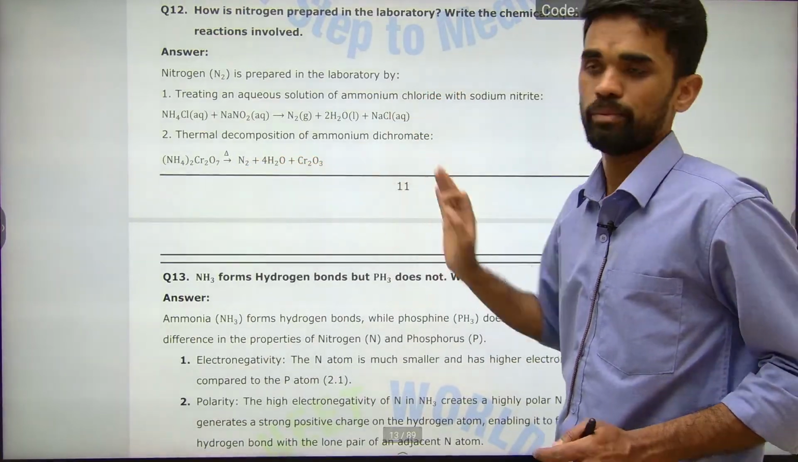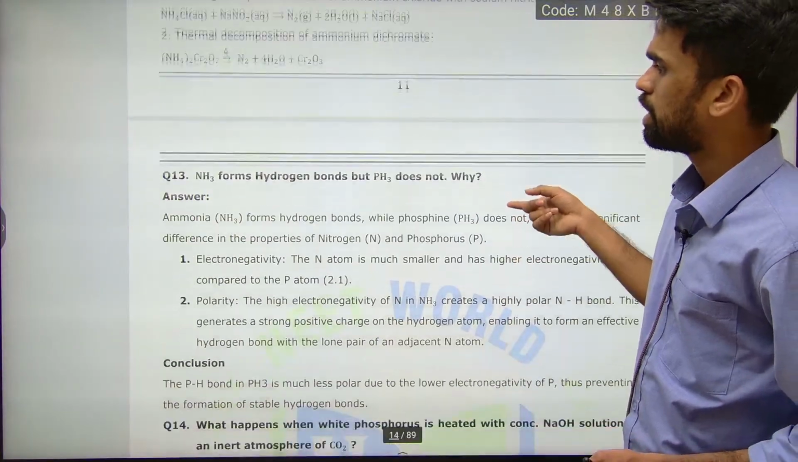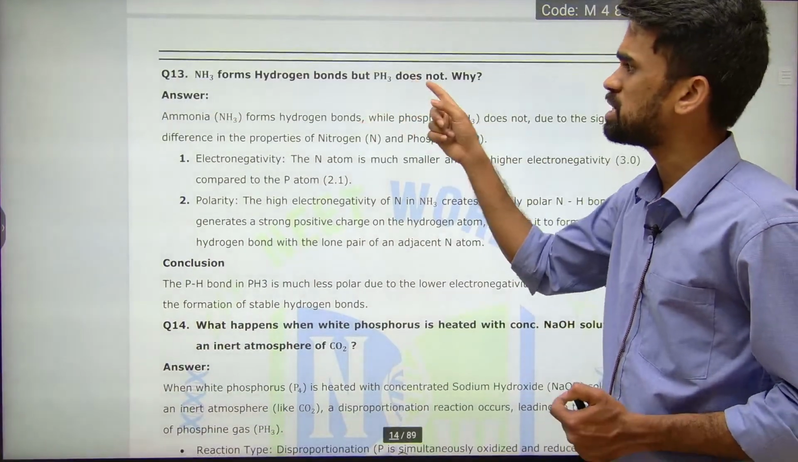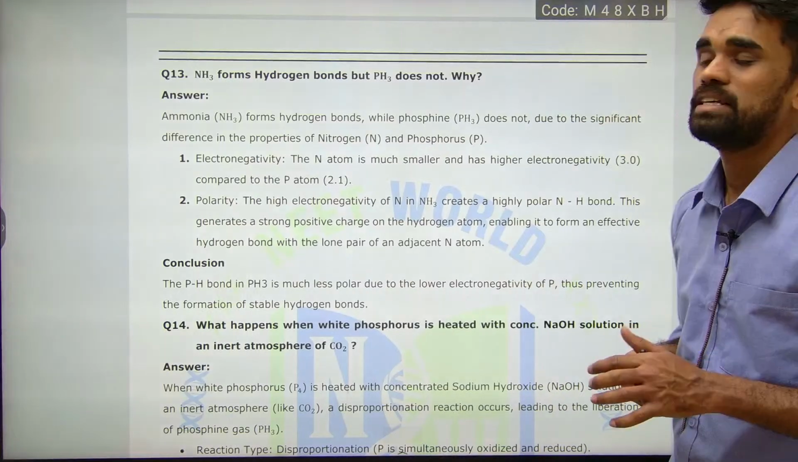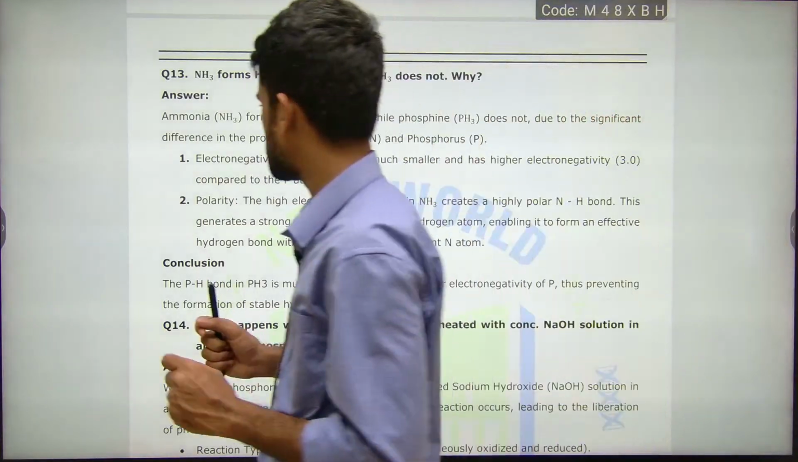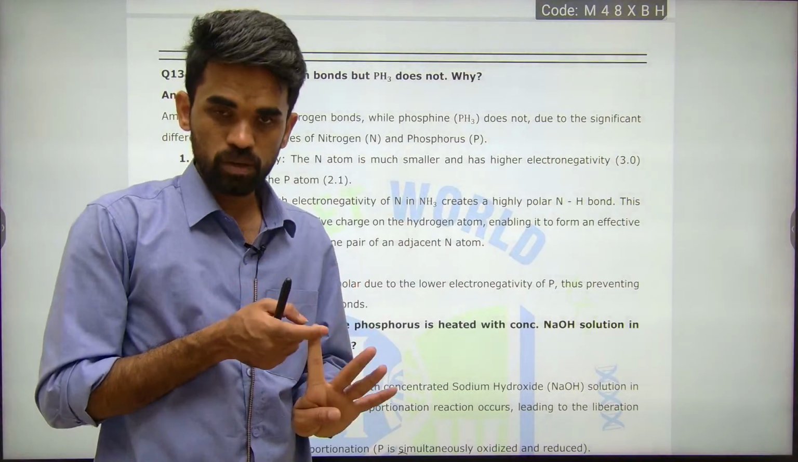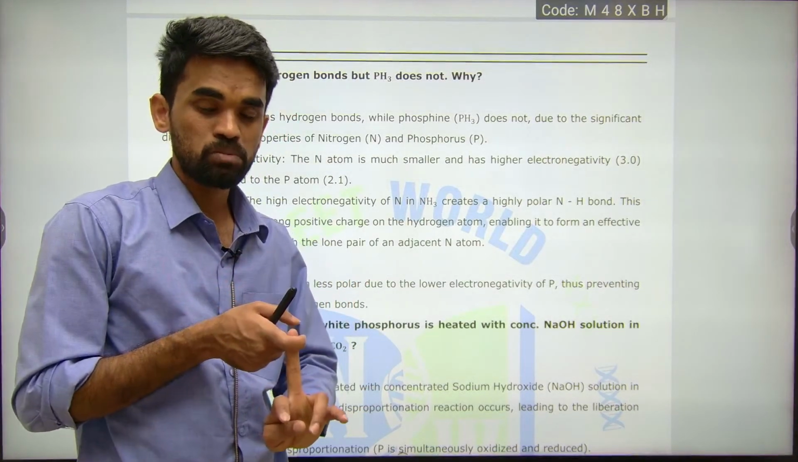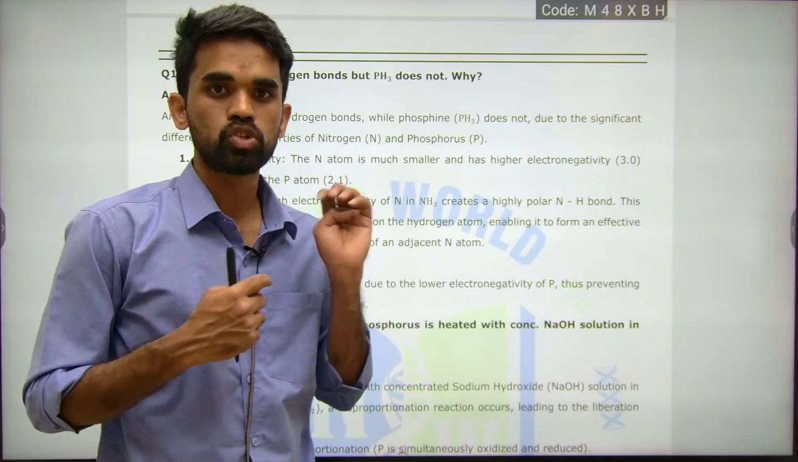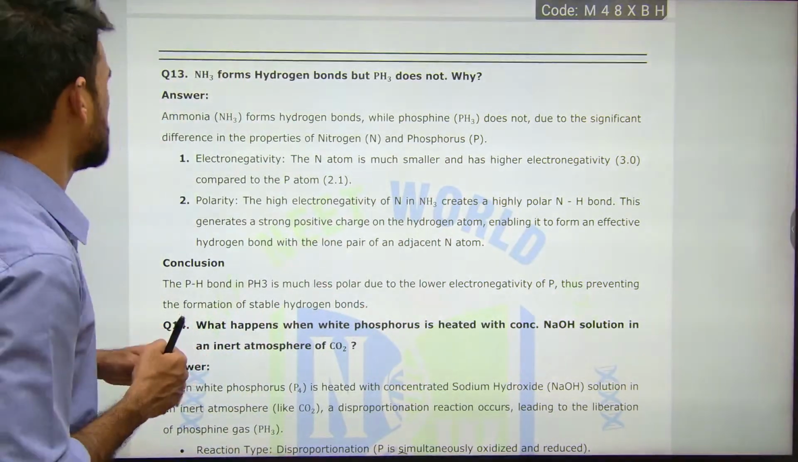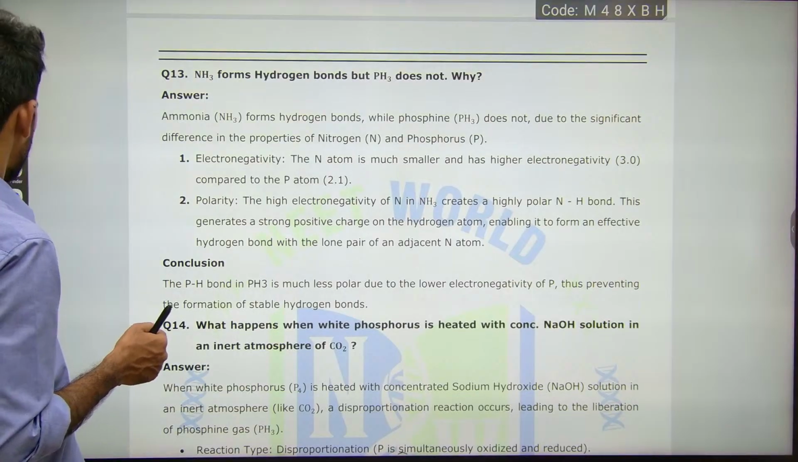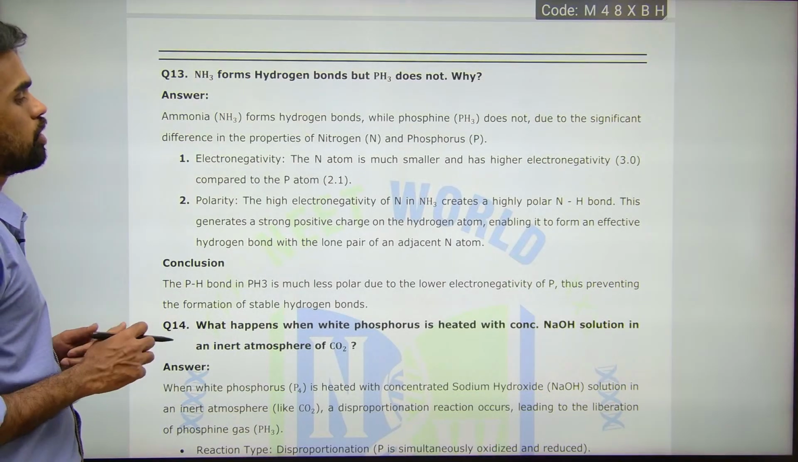Chromic oxide is formed. Okay, then next, NH3 forms hydrogen bonds, whereas PH3 does not. Why? See, what do we mean by hydrogen bond? This is also an important 4 marks question. They will ask to define hydrogen bond and what are the types of hydrogen bonds, give some examples. 4 marks question. It's very easy and interesting. See, what do we mean by hydrogen bond?